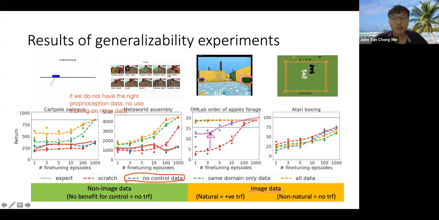But for Atari boxing, even if I do some pre-training from ImageNet and stuff like that, you see that the no control and the scratch results are in fact very similar to using all data. This means that the Atari images don't look very natural, so there's no transfer value. It also shows that Atari is not very reflective of the real world. So if you want to do real-world planning, you shouldn't use Atari, because it doesn't work out too well.